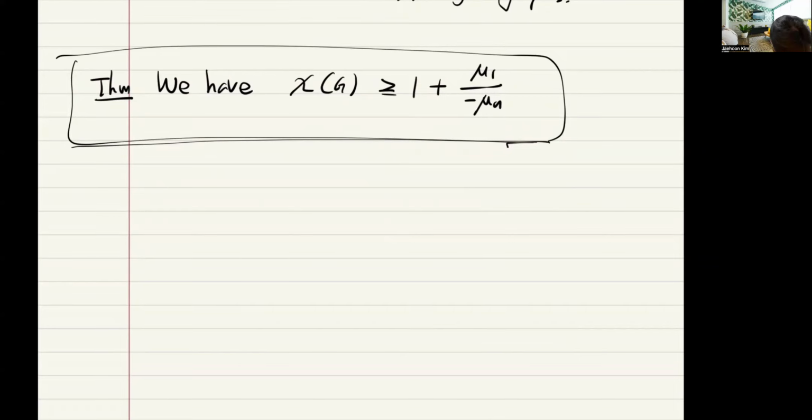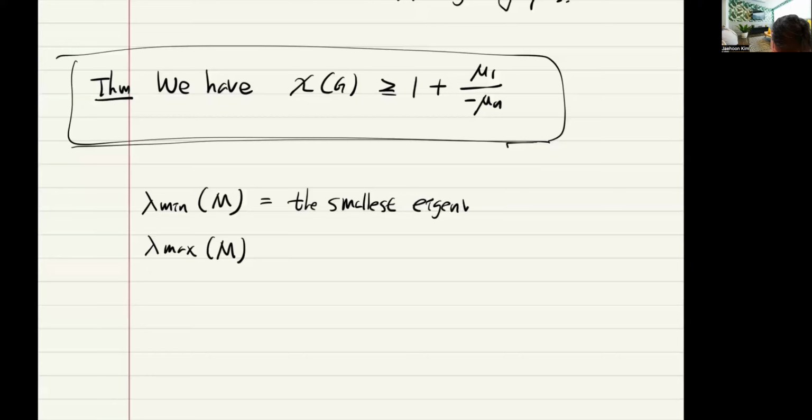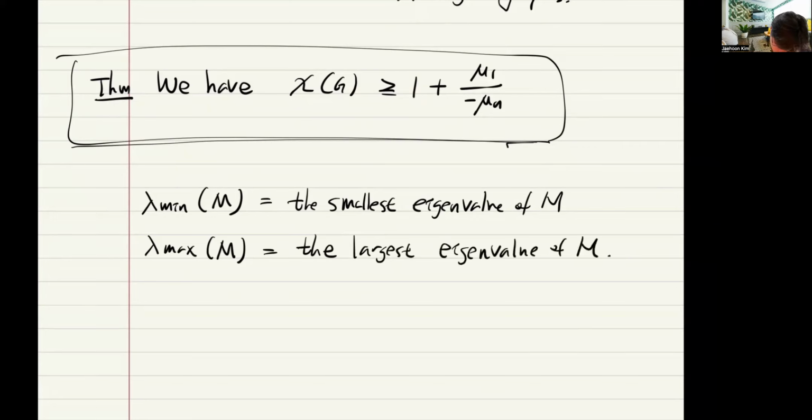In order to state this lemma, let's say for a given matrix M, let's write lambda min to be the smallest eigenvalue of M, and let lambda max of M be the largest eigenvalue of M.